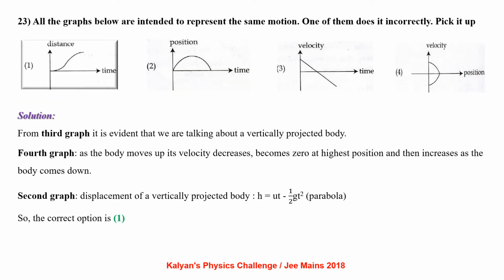All the graphs below are intended to represent the same motion. One of them does it incorrectly. Pick it up. From the third graph, it is evident that we are talking about a vertically projected body. Fourth graph: as the body moves up, its velocity decreases, becomes 0 at the highest point and then increases as the body comes down. Second graph: displacement of a vertically projected body h equal to ut minus half gt square, that is a parabola. So the incorrect graph is the first one.